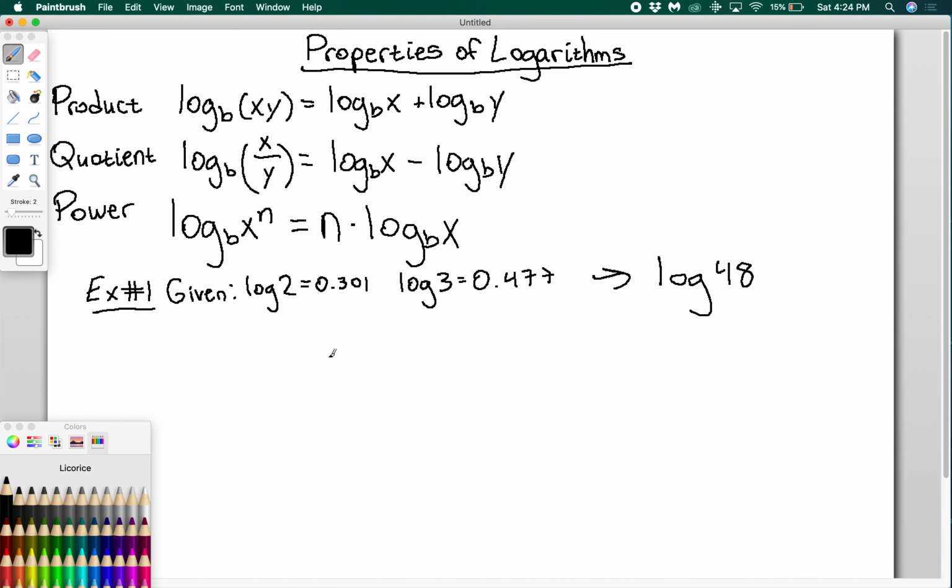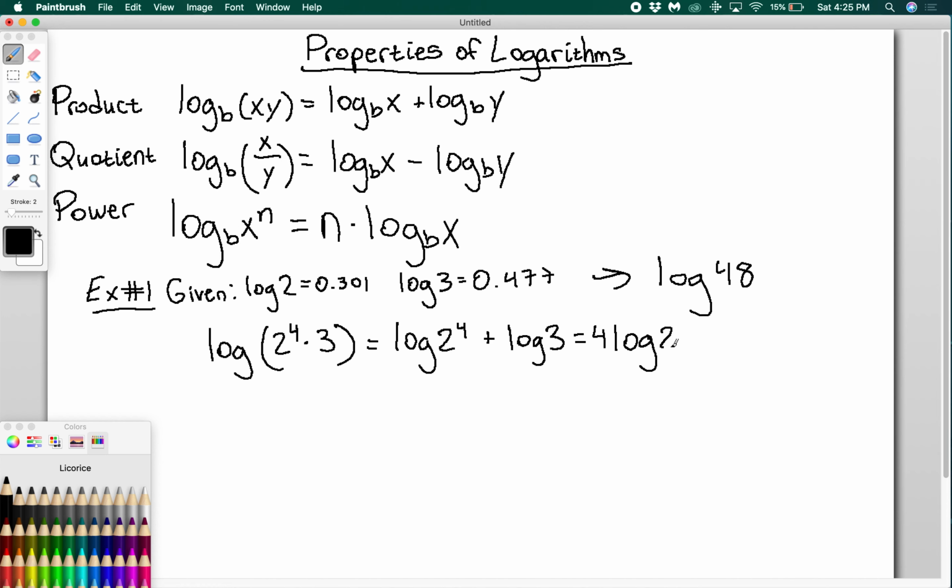So how can I do this? Well, I can rewrite 48 by factoring it. I can write it as log of 2 to the 4th times 3. Then I can use my product rule first, because now I have a product in here. So I can write log of 2 to the 4th plus log of 3. I can then use my power rule to bring the 4 out front. So I have 4 times log of 2 plus log of 3.